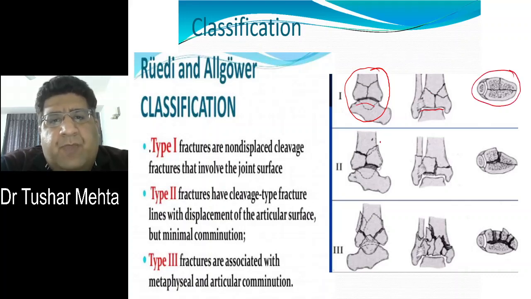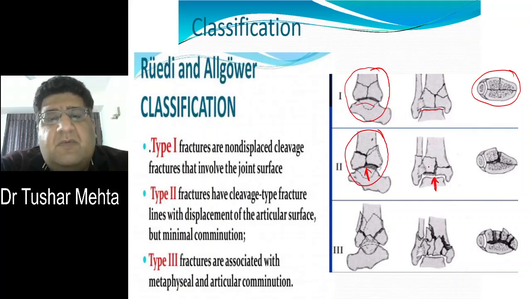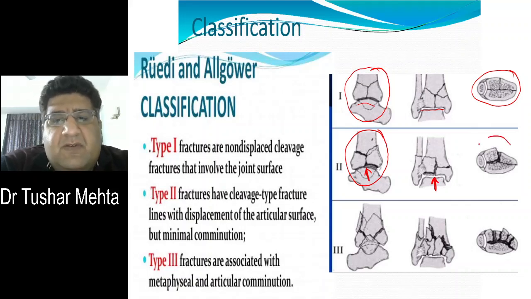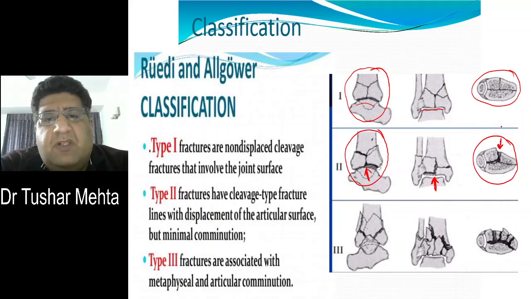Now type 2. You have an articular fracture with displacement, without comminution. Is there an articular fracture? Yes. Is there some sort of displacement in the distal tibial articular surface? Yes, I can see a little step off. But can I see extensive comminution? No, I cannot see extensive comminution. All I can see is a small step off. I can see an articular fracture with small step off, with small displacement.